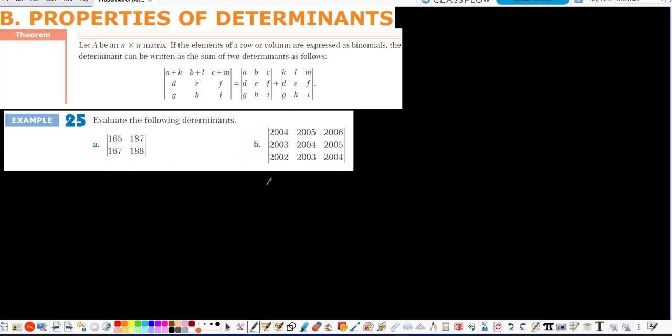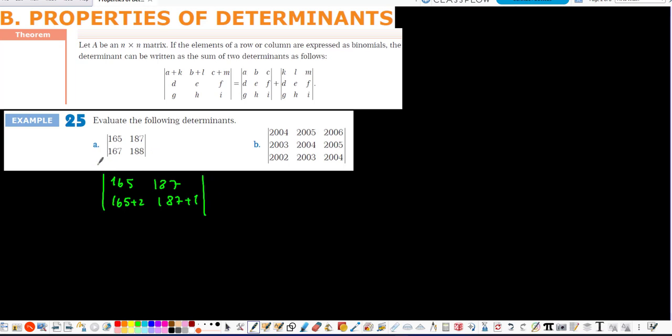So if we solve this question here, 165, 187, 167, 188, what is the determinant of this matrix? If we are looking for 165, 168, and then this is 165 plus 2, 165 plus 2, and this is 187 plus 1, it's going to be.